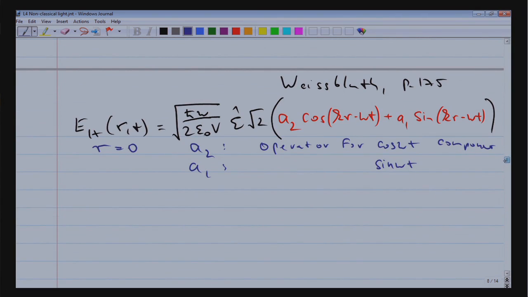So life would be, well, easier but more boring if you could create a pure cosine or pure sine oscillation of the electromagnetic field, but you can't because A1 and A2 do not commute. And there is an uncertainty relation that delta A1 times delta A2 is larger or equal than 1/2. And we have the equal sign for coherent states alpha.